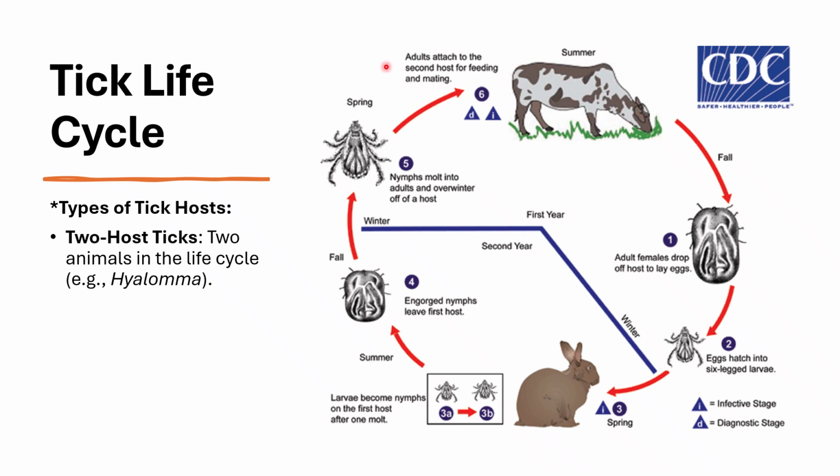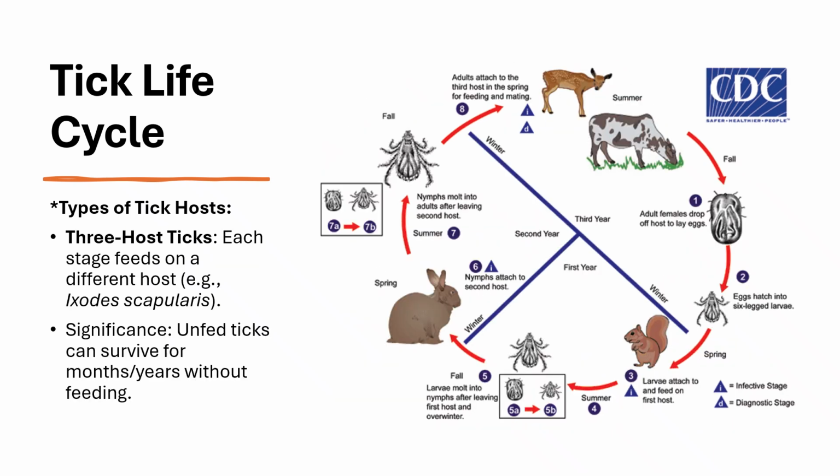Then after that, the adults will attach to the second host for feeding and mating. In this case, this is a larger animal, and after engorgement, the adult will drop off and it will lay its eggs. As you can see here, it will take a longer time for it to complete its life cycle, about 2 years.